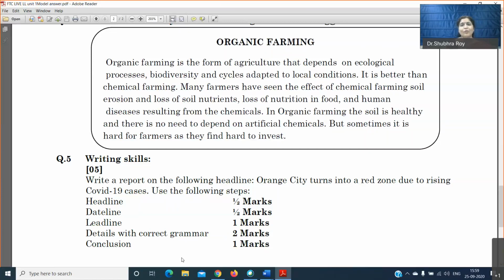Okay. So how to practice? You have to practice a lot. How to write a very good report? You have to write many reports first. Then you will get a very good report.